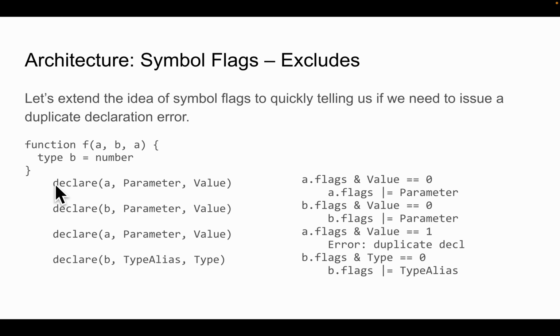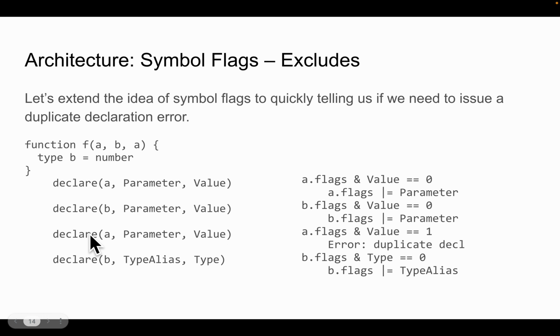So if we're calling declare symbol, we're going to start passing it three things: the name we're trying to bind, the symbol flag that it is, so it's a parameter here, and then something called excludes. Excludes here is value. The initial time you need to bind a, excludes doesn't actually do anything because nothing's been bound yet. It only really happens when you have your second call. So the first time we set a's flags to parameter. b's flags get set to parameter. Remember that's a bit on a bit mask basically.